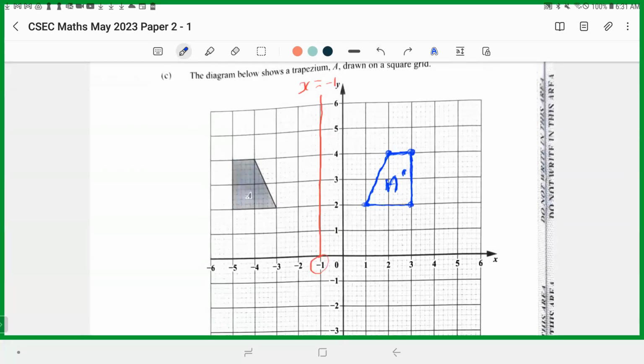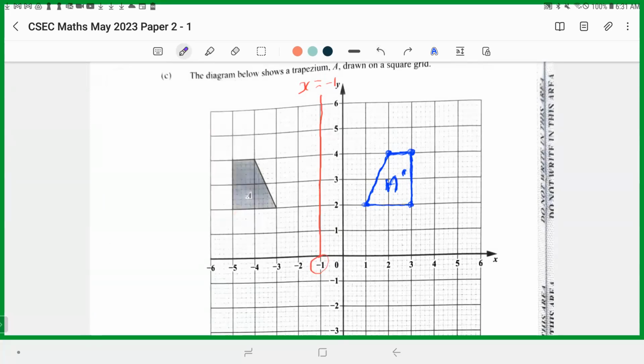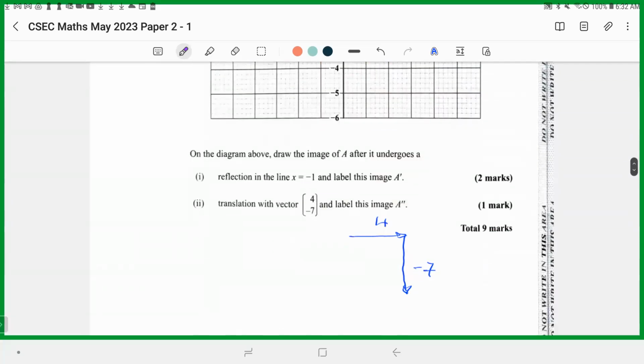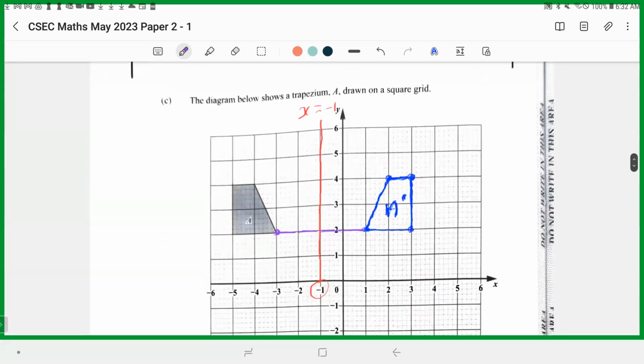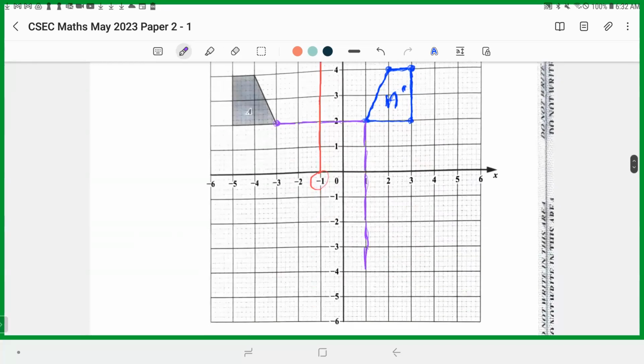4 units to the right, 7 units down. So moving this point, it's 1, 2, 3, 4 units to the right, and 7 units down. That's what it is, 4, -7, right? Just making sure. 7 units down: 1, 2, 3, 4, 5, 6, 7. So that point is coming here. So basically, we just need to draw about the same shape around that point.